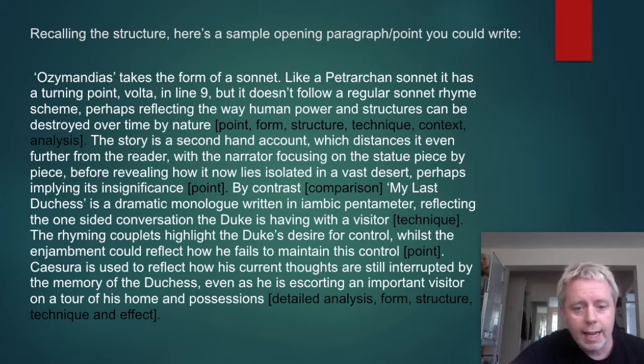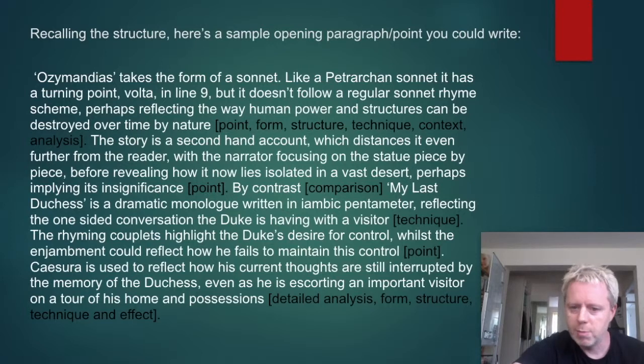The story is a second-hand account, a bit of context there. I'm aware of the nature of the poem, which distances it even further from the reader, with the narrator focusing on the statue piece by piece before revealing how it now lies isolated in a vast desert, perhaps implying its insignificance. So a reference to power in the question, perhaps it's tentative analysis. I don't know for sure. I'm offering an interpretation. Okay, so that's the first poem. Still in the same paragraph.